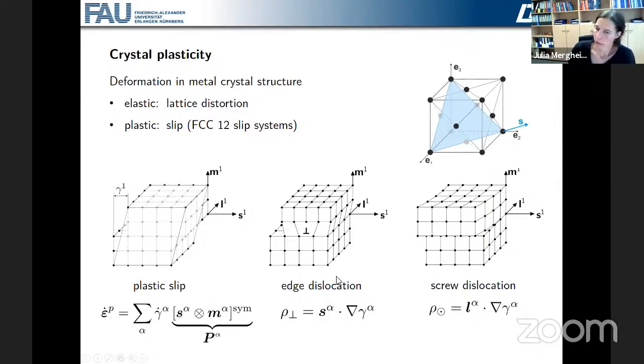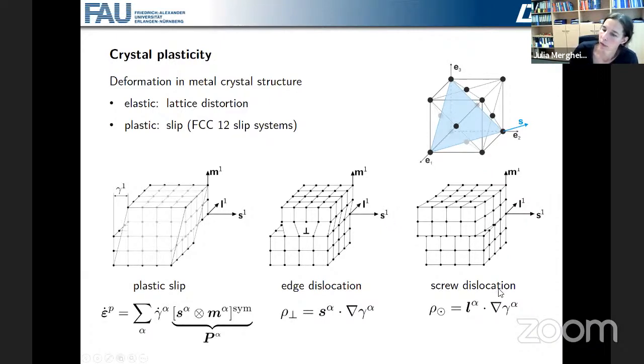Plasticity in crystals is also always related with the movement of dislocations, and geometrically necessary dislocations are related to the gradient of the plastic slips. And in this continuum framework that we use, we do not introduce the particular dislocations, but we introduce dislocation densities. And they are related to the gradient of the plastic slips for edge dislocations, as is indicated here in the picture. That is a part of the gradient in the direction of the slip direction.